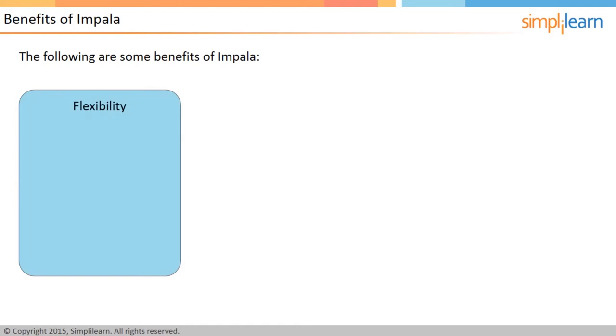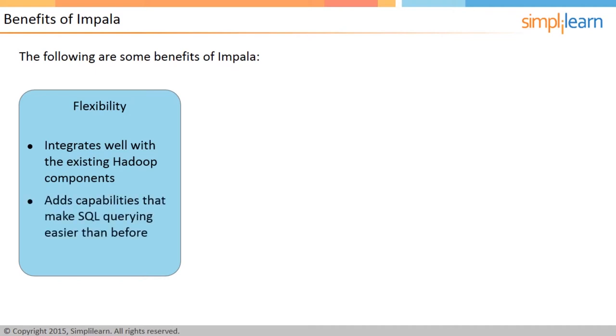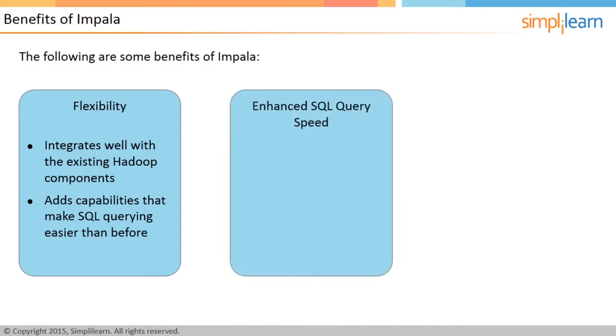Impala is a flexible engine that integrates well with the existing Hadoop components. This enables the use of files stored in HDFS, different data formats available in HDFS, security, metadata and storage management used by MapReduce, Apache Hive, and other Hadoop software. Further, Impala adds capabilities that make SQL querying easier than before. The Impala architecture also enhances SQL query speed on Hadoop data.